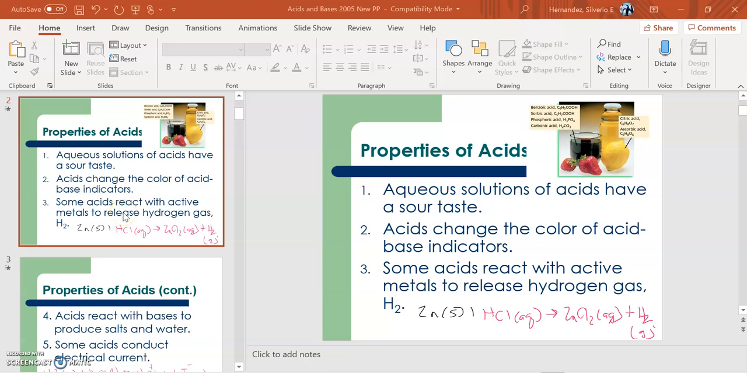Okay, this lesson is going to be about acids and bases. We're going to be looking at the properties of acids first, and then we'll look at the properties of bases. So, number one says that acids have a sour taste.